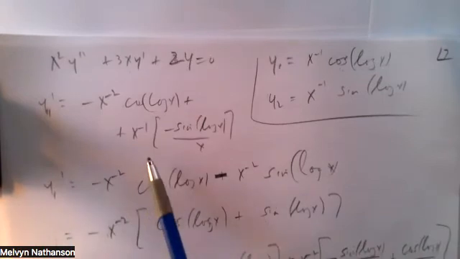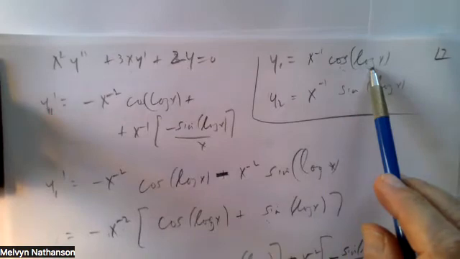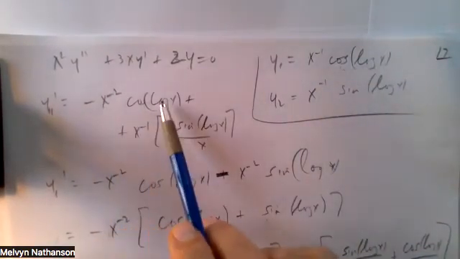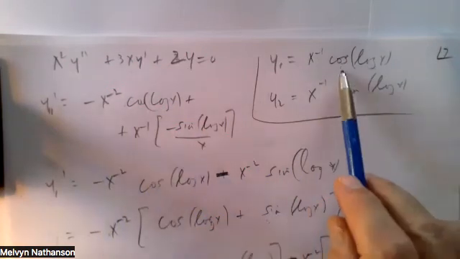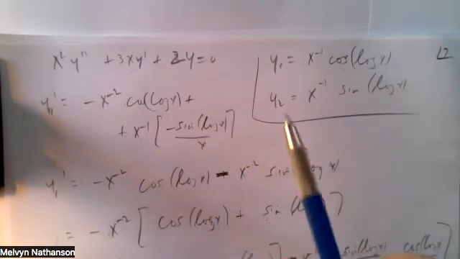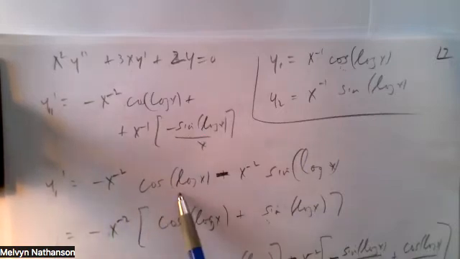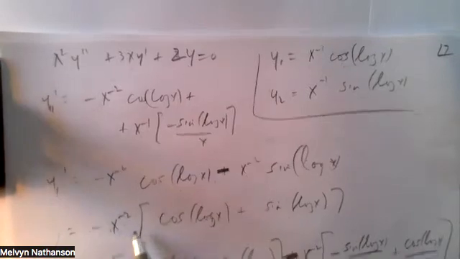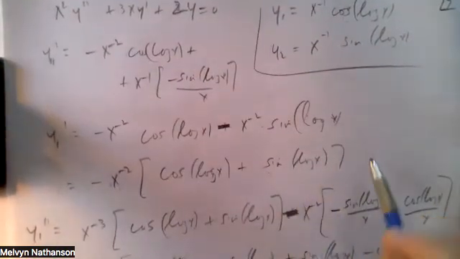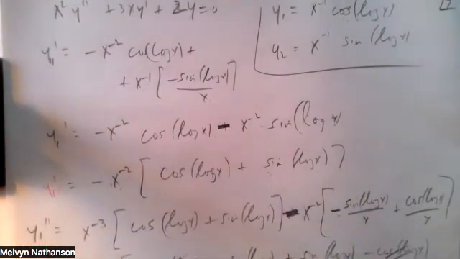So I worked out the derivatives. Let me just double check the derivatives. X inverse cosine of log x. So I differentiate, I get minus x to the minus 2 cosine log x plus x inverse times minus the sine of log x over x. So that's minus x to the minus 2 cosine log x minus another x to the minus 2 sine of log x. So minus x to the minus 2 times cosine plus sine. So this, I think, is correct.